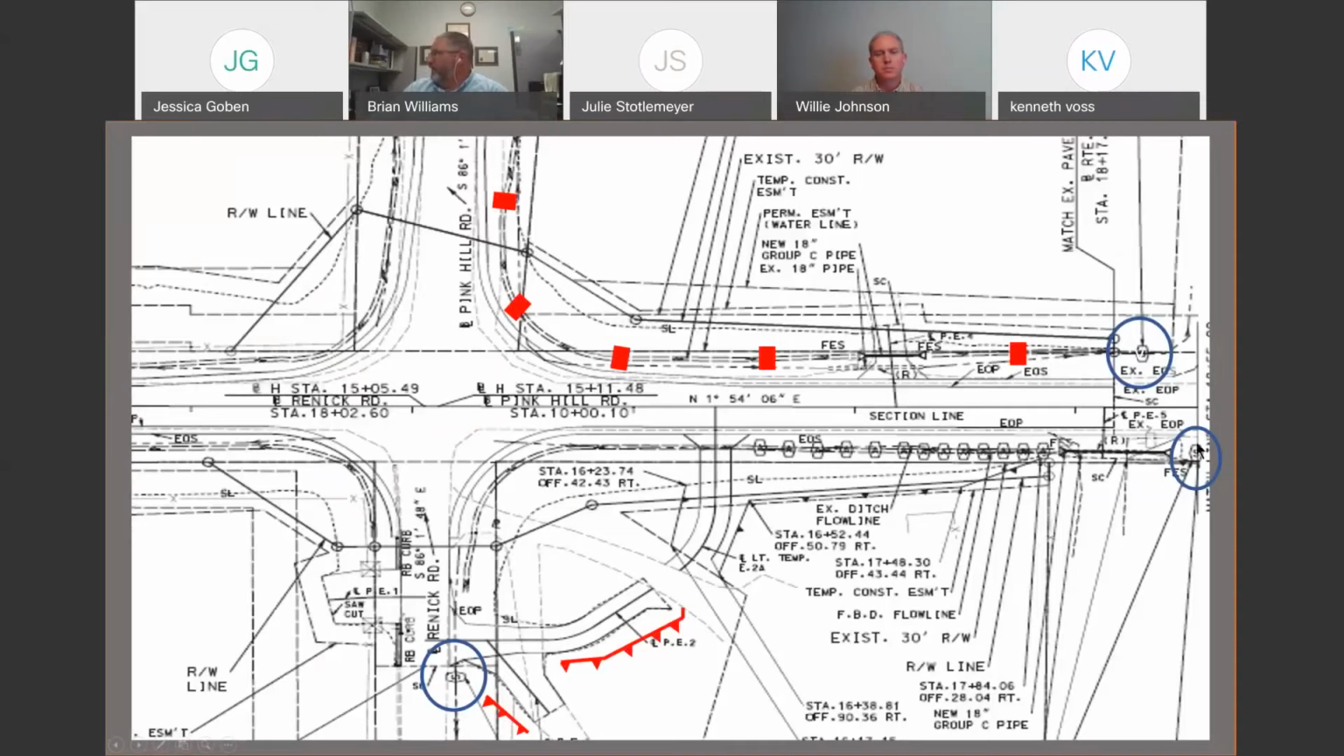We've got our outlets protected here, which is good. But here we're showing all these checks. When do those go in? Okay.